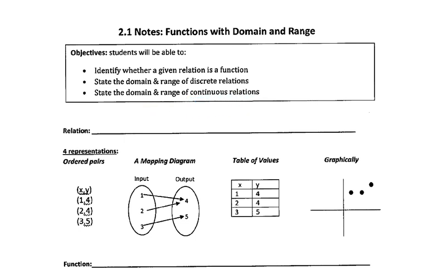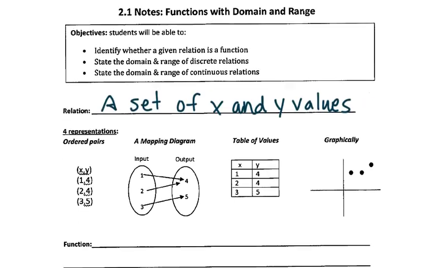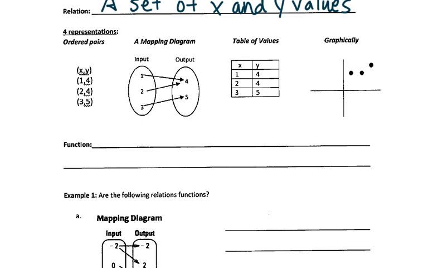So a relation is a set of x and y values. Now there are four different ways that you can show a relation. The first way is by doing ordered pairs, so you list them out. You could have a mapping diagram where the first oval are your input values, second oval is your output values. You can also have a table of values where you have x column, y column, and then you can also show it graphically.